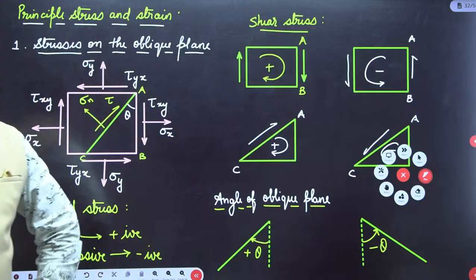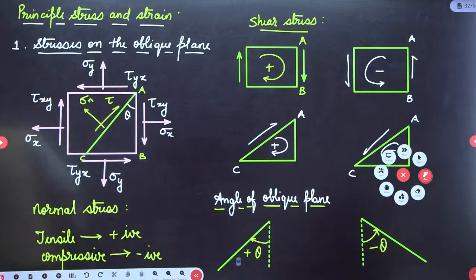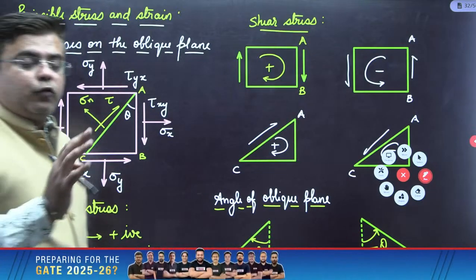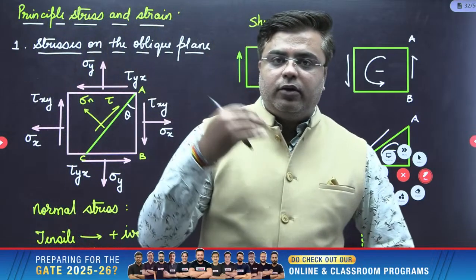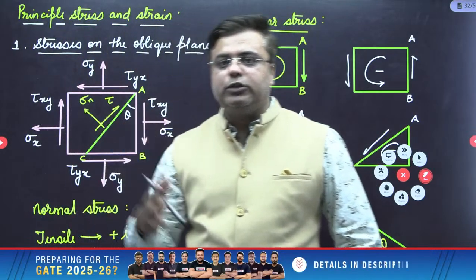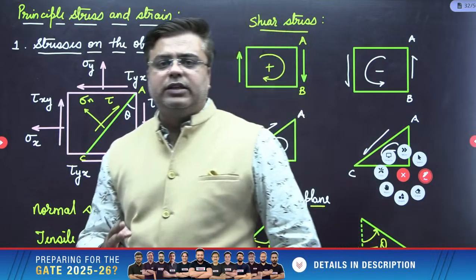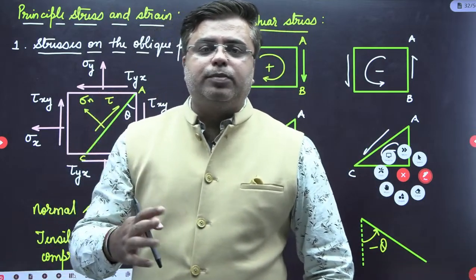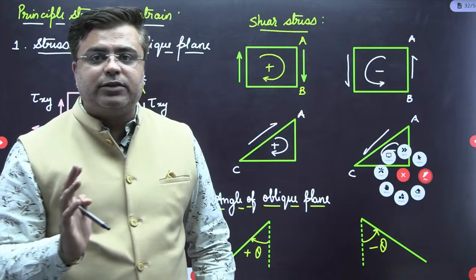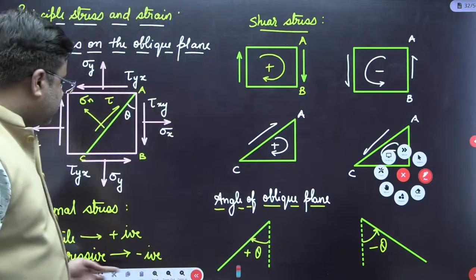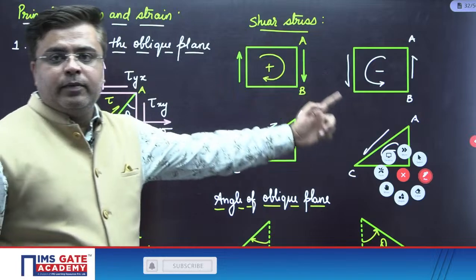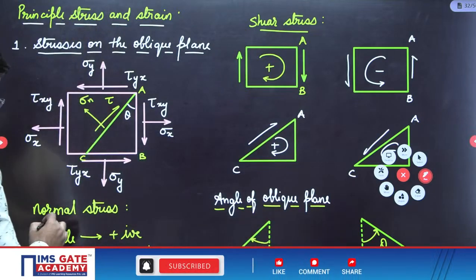So based on these sign conventions, we are going to write down all the formulas for the stresses in the oblique plane: normal stress, shear stress, principal stress, maximum shear stress, position of principal planes, position of plane of maximum shear stress, all those things. These sign conventions should be used, right? Apart from this, no other sign convention we will be using.